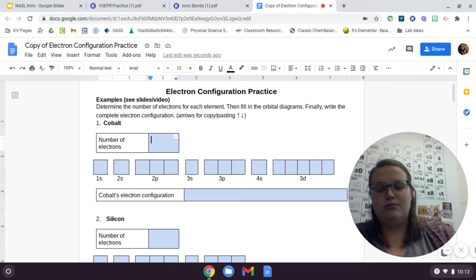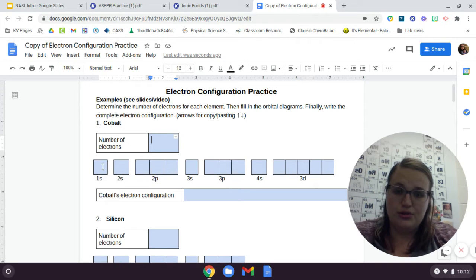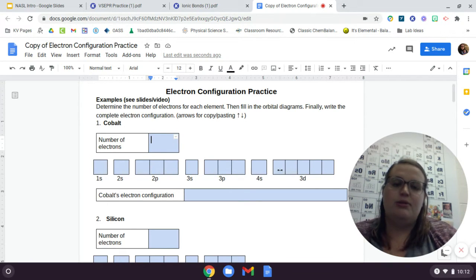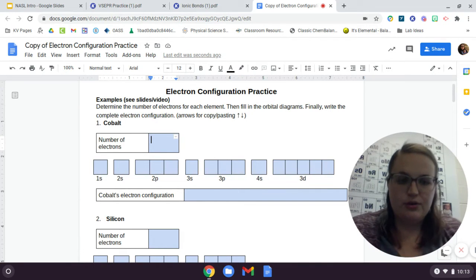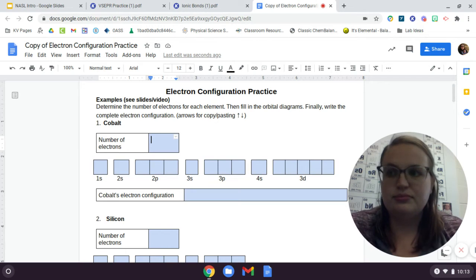And in the s orbitals, they only hold 2, so that makes it easier. But when we get to p orbitals and d orbitals where they hold a lot more, it'll be a little bit more involved. You have to do all of your ups before you can do your downs.